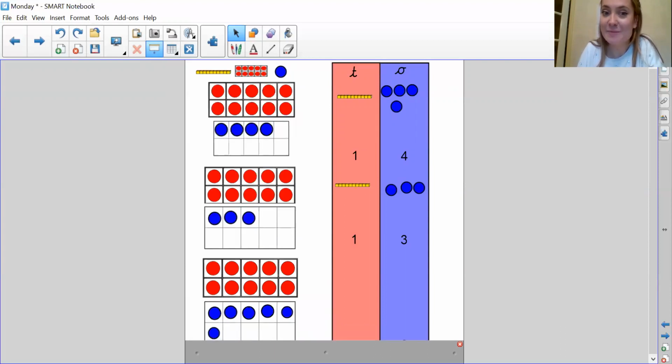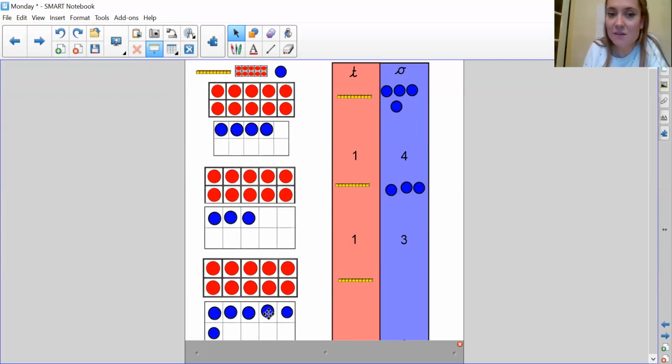Okay, let's see. So I've got how many here? 1 10. So I'm going to use this to represent my 10. One lot of 10. And how many ones have I got down here? Can you count them? Fantastic. I saw some of you were counting them like this.